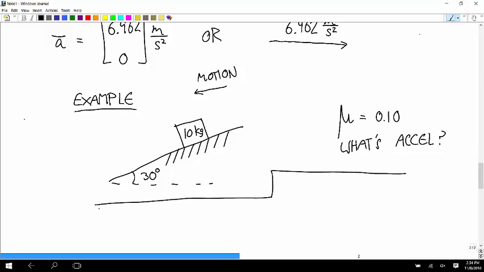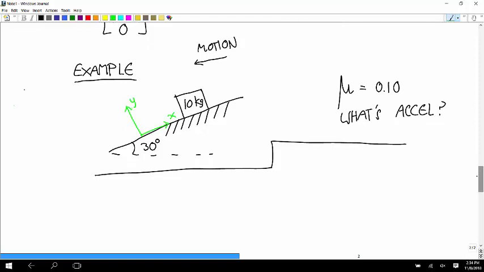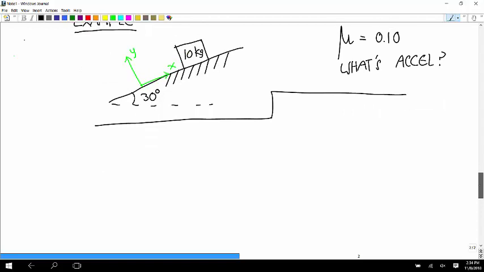Okay, so what do we want the coordinate system to look like? It has to be at an angle. The y-axis is pointing straight out of the surface. So it has to look like this. And then a free body diagram.